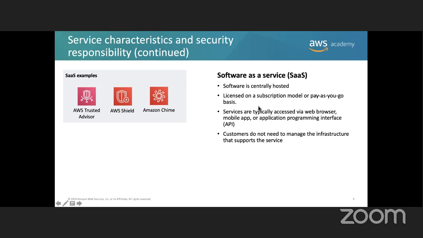Now, licensed, usually they're licensed. You have to pay for Office 365, right? And you can be on a pay-as-you-go basis, right? Services are typically accessed via web browser, mobile app, or application programming interface, or API. The customers do not need to manage the infrastructure that supports the service. We don't manage anything. It's managed by us, managed by AWS. That's what I'm trying to say.